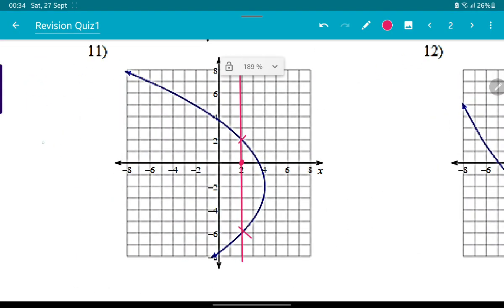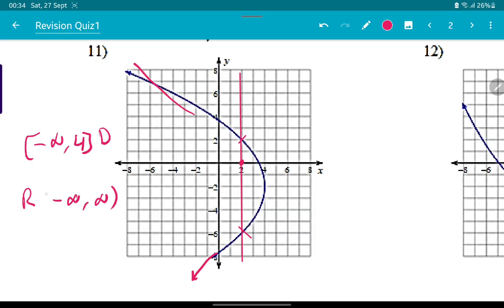Okay, for the domain here we have -infinity because this is going to the left, and it stops at 4. For the range, it goes down to -infinity and up to positive infinity. So we can say from -infinity to infinity, or we can say all real numbers.